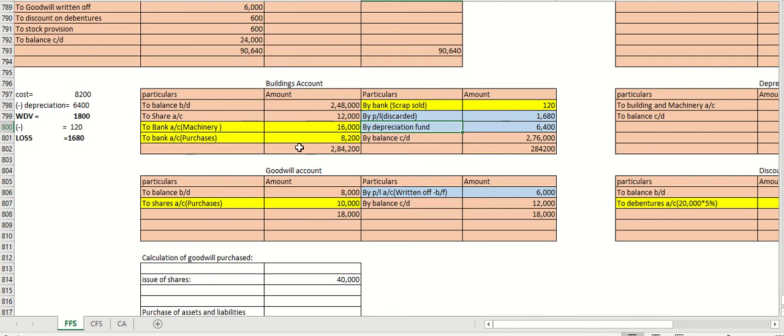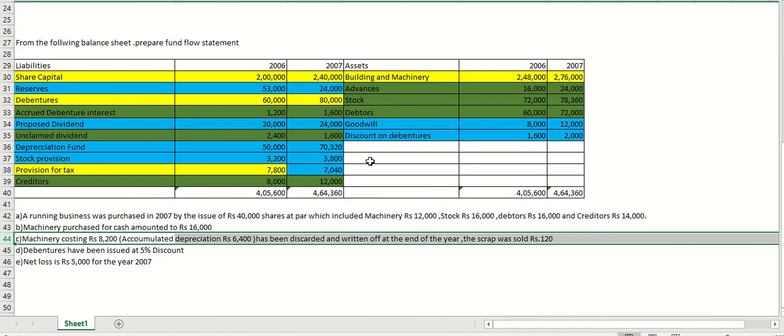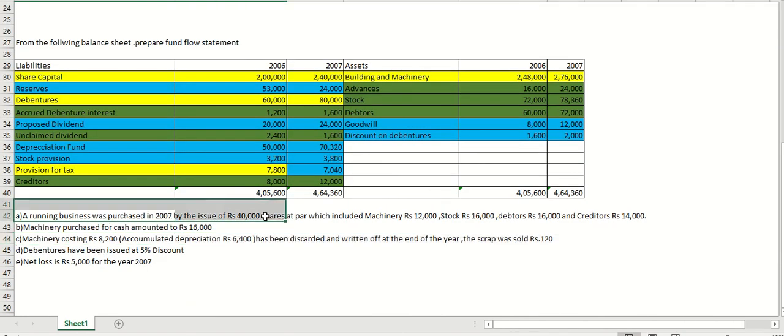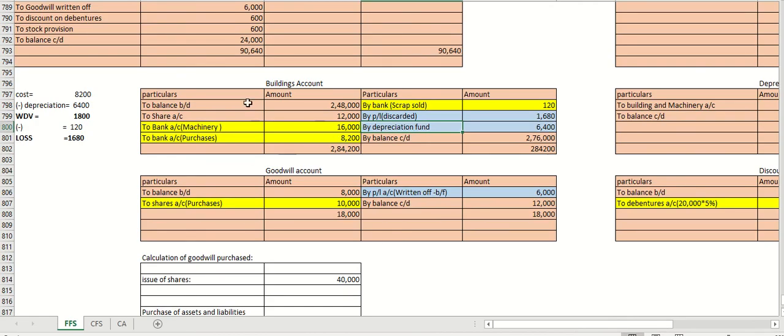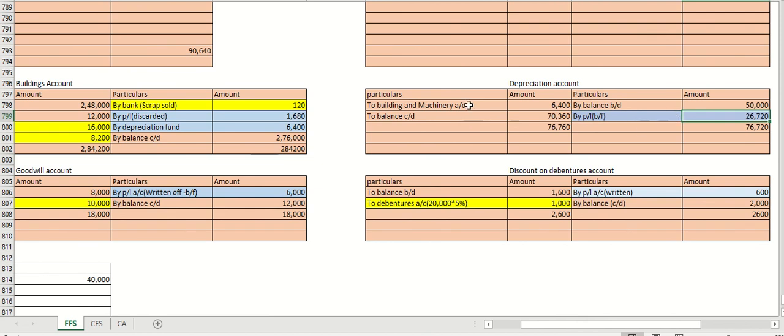Then we have accounted for it, and now we have something called a running business, where machinery was purchased for 1,200. So to share account we are purchasing machinery, but we are not paying cash, rather through shares. So it is to share account 1,200. So we have the balancing figure, and if you see there is no balancing figure, it completely balances. Now moving on to your depreciation account.